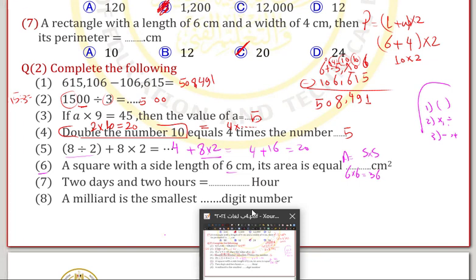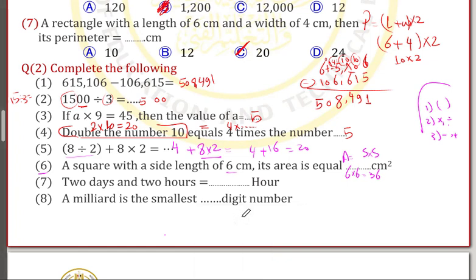Now 2 days and 2 hours equal how many hours? 2 days means 2 times 24, because 1 day equals 24 hours. 2 times 24 gonna be 48, plus 2 hours. 48 plus 2 hours will be 50 hours.